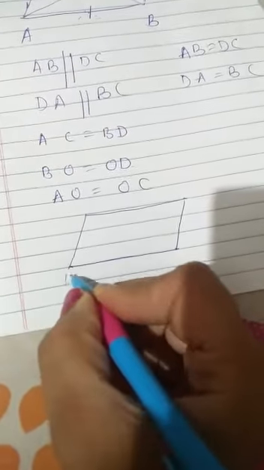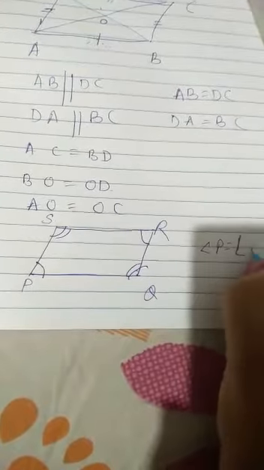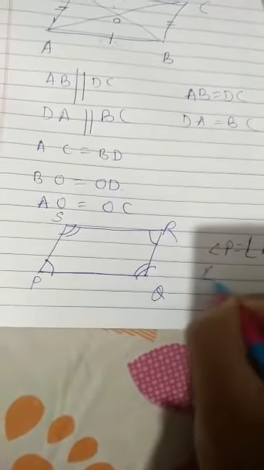Now let us discuss the angles of the parallelogram. I will draw another parallelogram to explain the angles. Let me call this the parallelogram PQRS. The opposite angles of a parallelogram are equal to each other. That means angle P is equal to angle R and angle S is equal to angle Q.